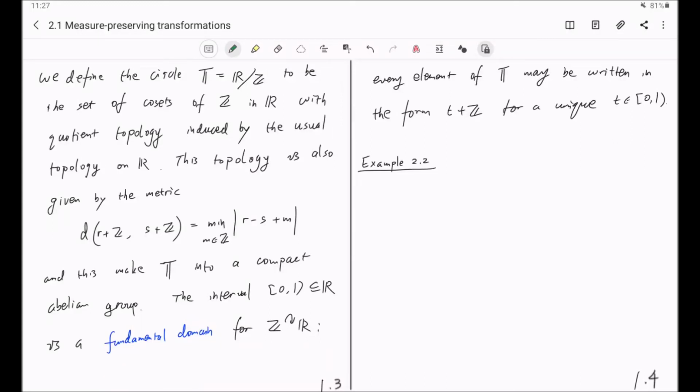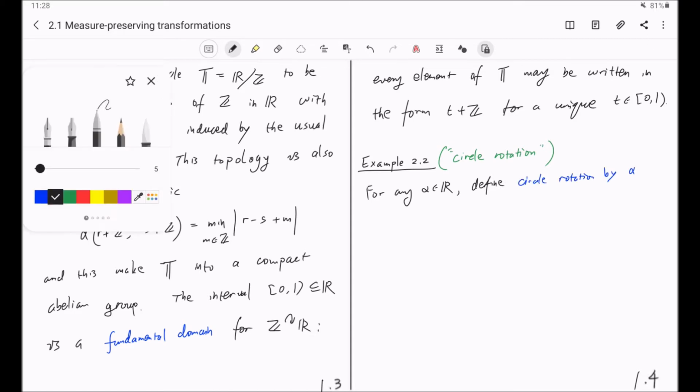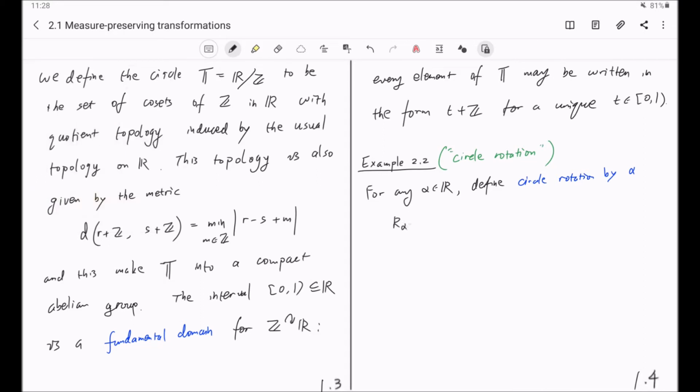The first example we want to talk about is the so-called circle rotation. For any alpha in R, we define the circle rotation by alpha to be the map R sub alpha from T to T, where R sub alpha of t is equal to t plus alpha. And we have to modulo this by 1.